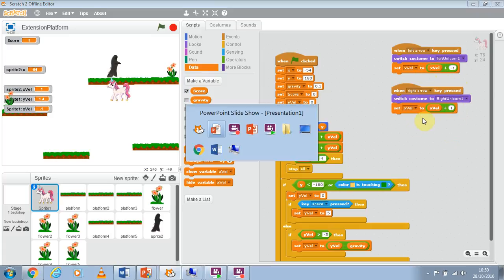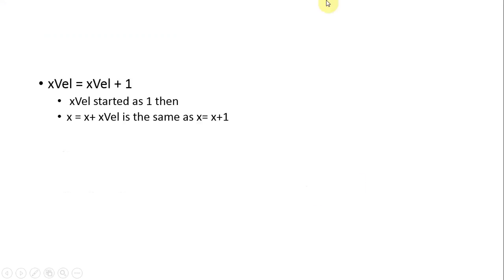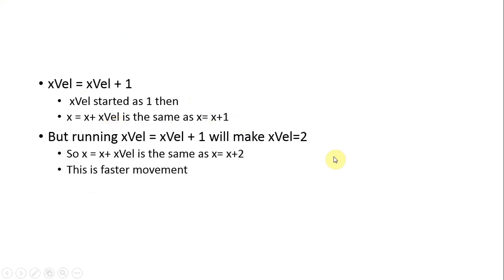So what's happening there? Well, we'll take a look at it. What happens now if we change our velocity by +1? Well, the first time round, xvel starts as 1, so x equals x plus xvel is the same as x equals x plus 1. So it goes slightly right. But if I run this now a second time, this makes xvel 2. We're now increasing our x position by 2 rather than by 1, so it's going to move faster to the right. It's that simple.